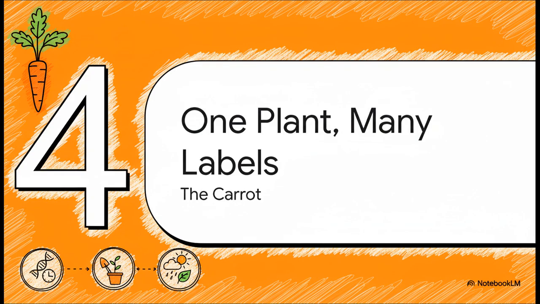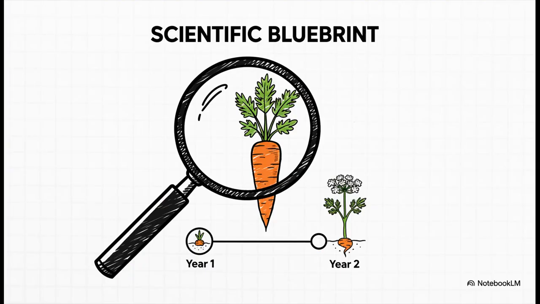Okay, so we've got these 3 totally different blueprints: the scientific, the human use, and the environmental. Let's pull this all together and see how it works in the real world with a plant we all know, the carrot. First, let's put on our scientist hat. Through that scientific blueprint, we look at its 2-year life cycle, and we classify it as a biennial. Simple as that. It's a biological fact.